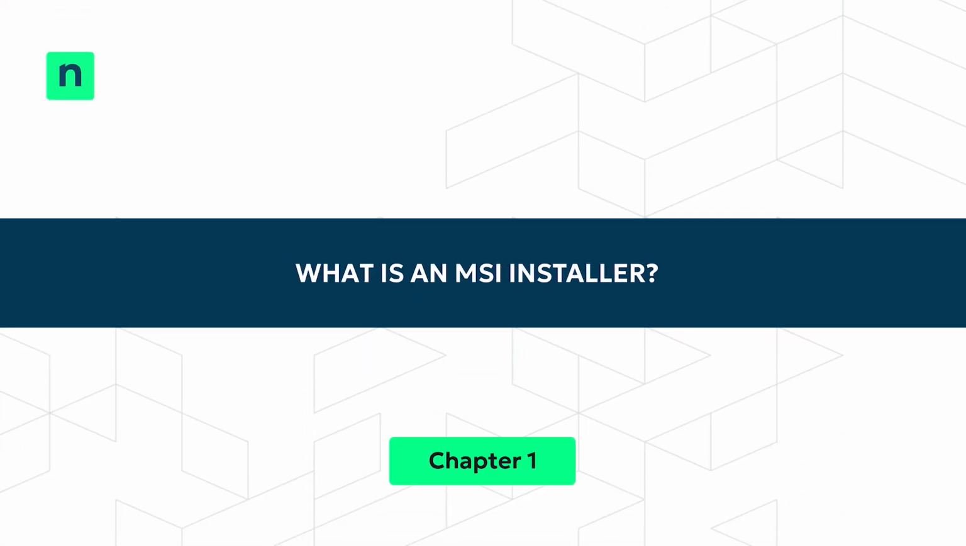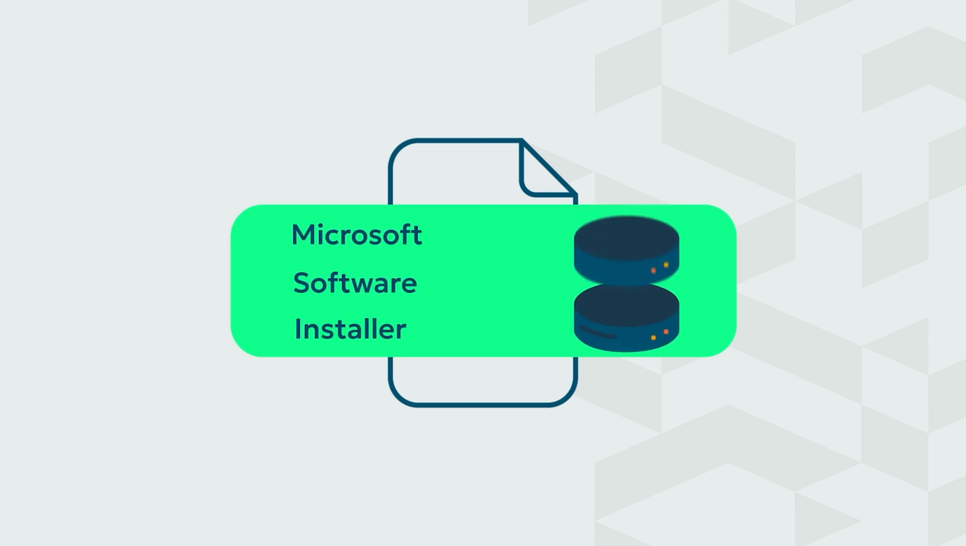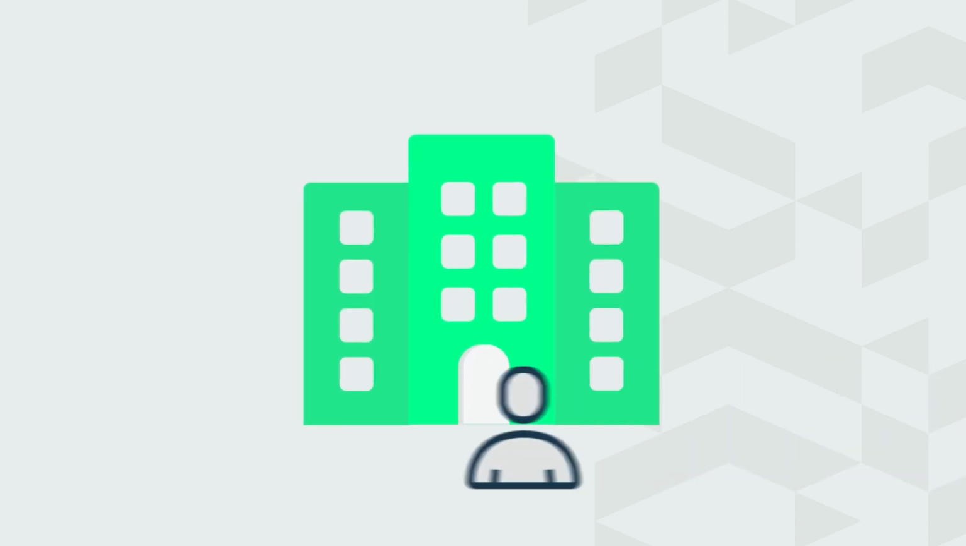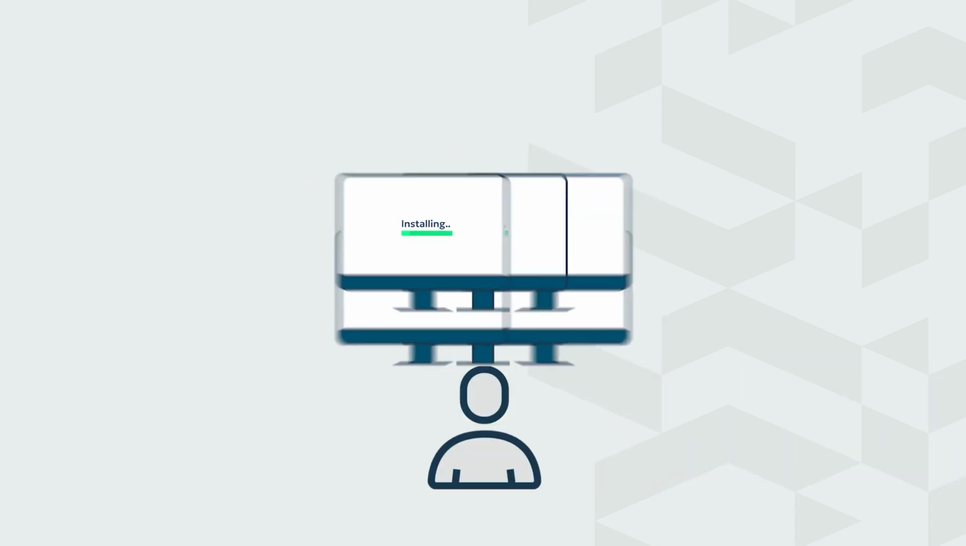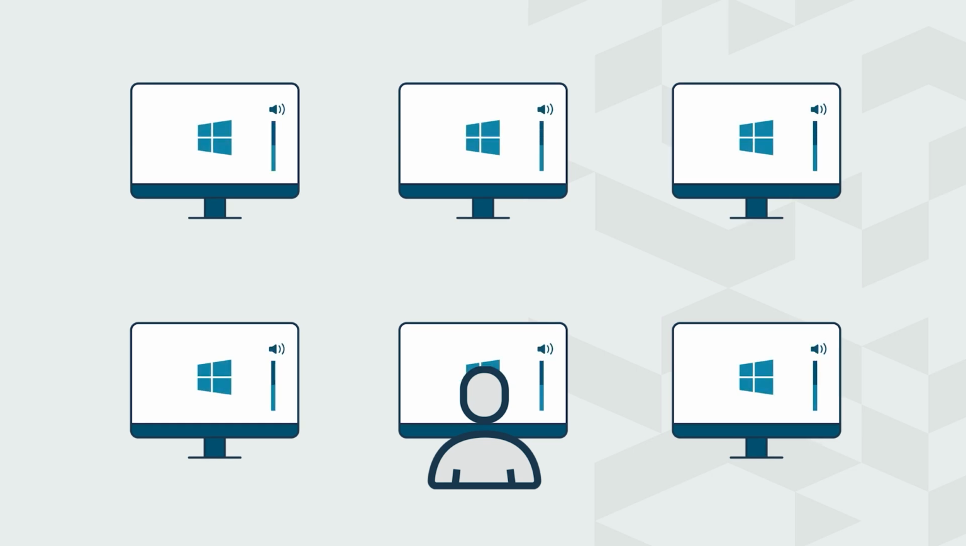What is an MSI installer? MSI, or Microsoft Software Installer files, are structured, database-like packages designed for Windows environments. They contain all the necessary components to install, update, and remove software in a consistent, automated way. This makes them ideal for enterprise IT setups, where system administrators need a standardized installation process across multiple machines. Since MSI files integrate with Windows Installer technology, they allow for silent installations, which is perfect for large-scale deployments.